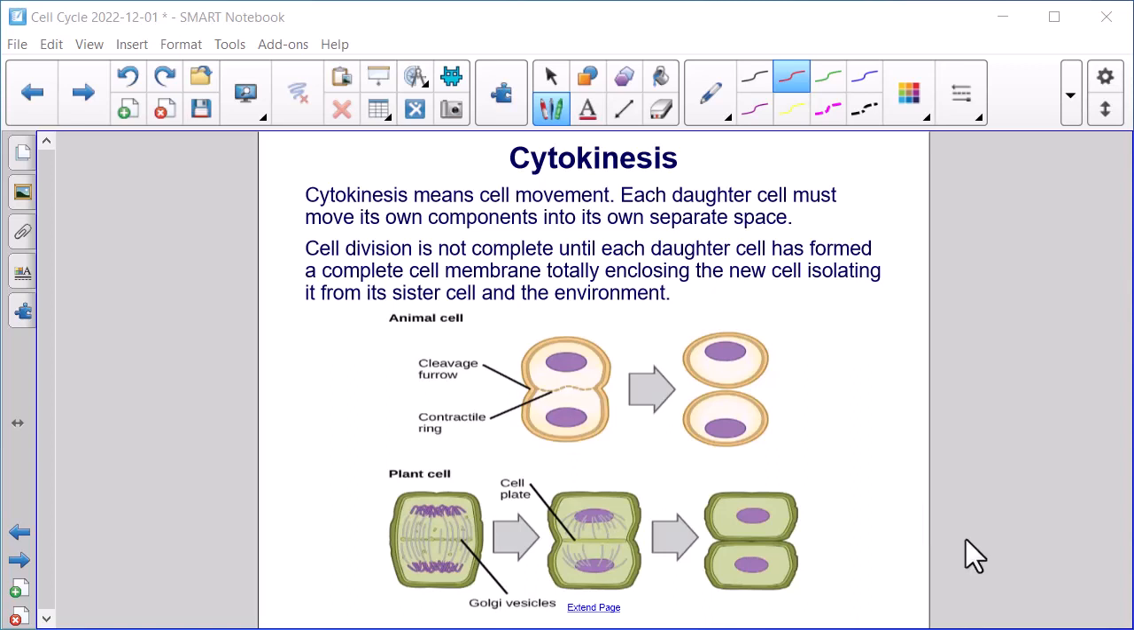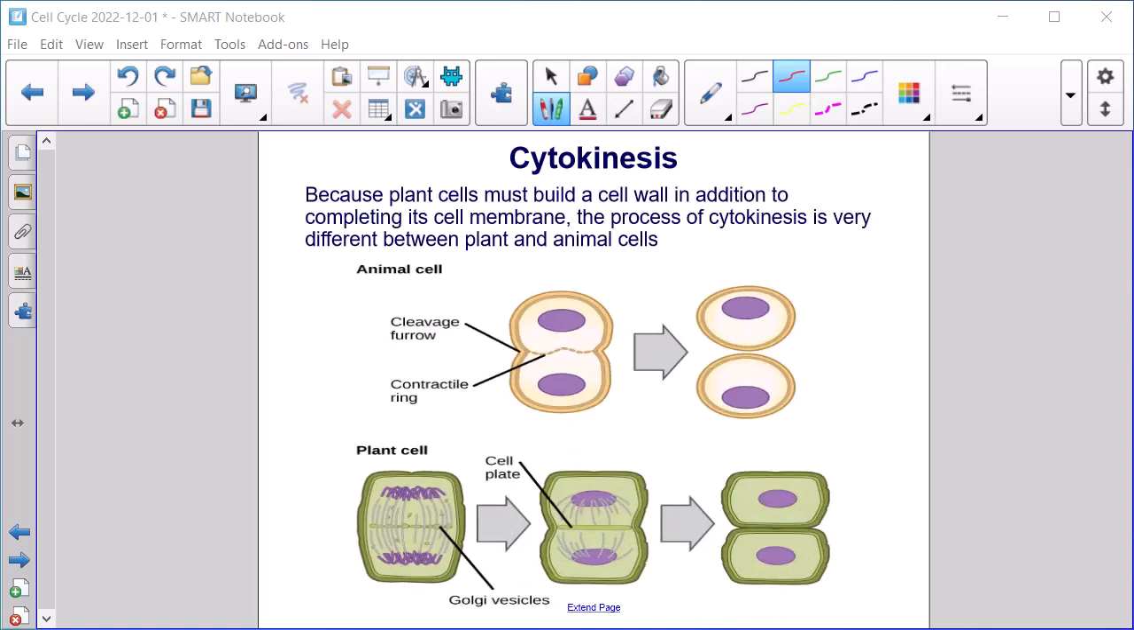In an animal cell, we get this cleavage furrow here that gives it its figure 8 shape, and this contractile ring that forms to eventually separate the two cells. In a plant cell, it's a little bit different. We get these Golgi vesicles that form, that eventually make a cell plate that then allows two separate cells. Because plant cells must build a cell wall in addition to completing its cell membrane, the process of cytokinesis is very different between plant and animal cells.